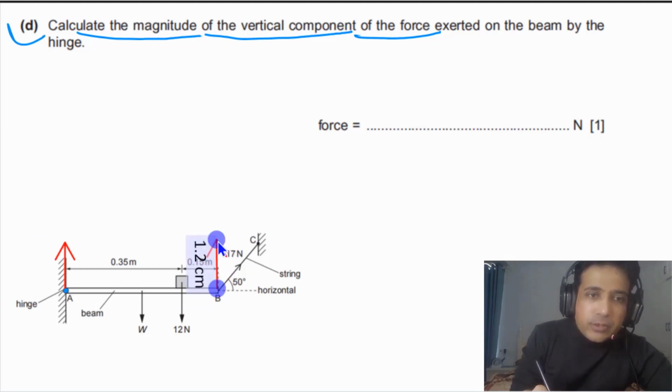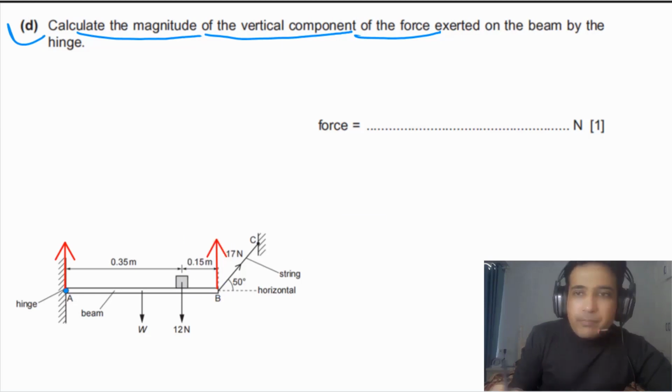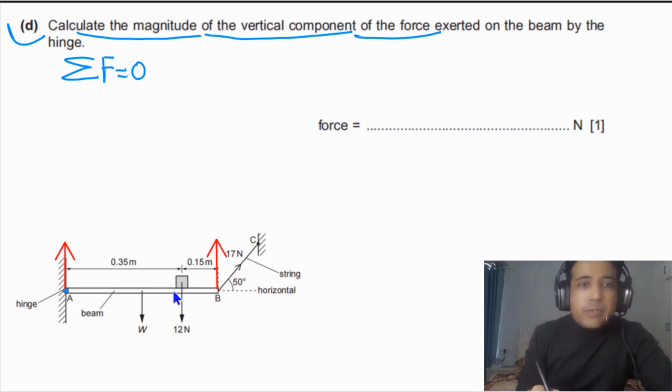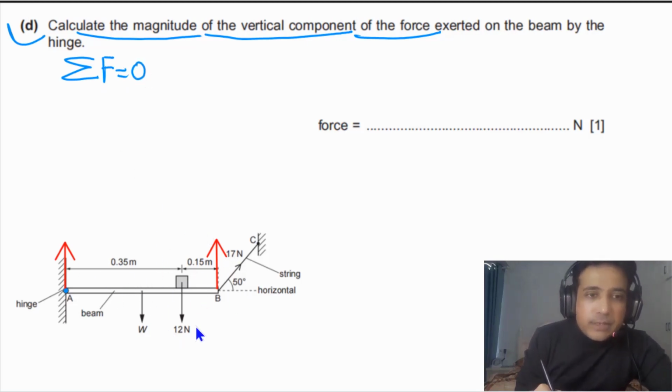So this is the vertical component of tension. Now in this case, as this beam is in equilibrium, it means that the sum of the forces along vertical has to be equal to 0. So in this case we have 4 forces now. We can say this force is F, and this force is the hinge force, FH, and this force we need to find out.